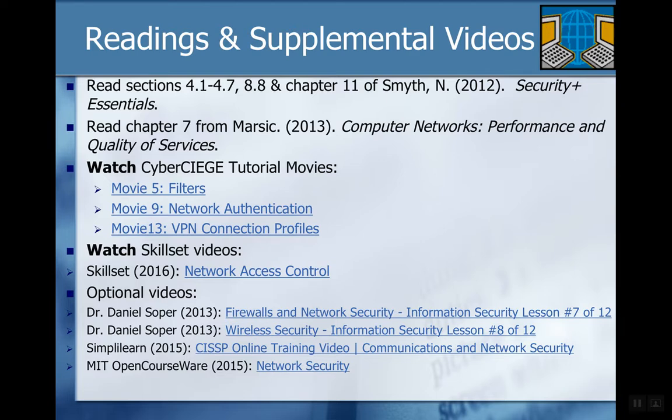Okay. So this is dealing with, from the book, actually a couple different sources here. From the Security Plus Essentials, sections 4.1 through 4.7, 8.8, and 11, and also chapter 7 in the Marsic book, where we talk about quality of service.